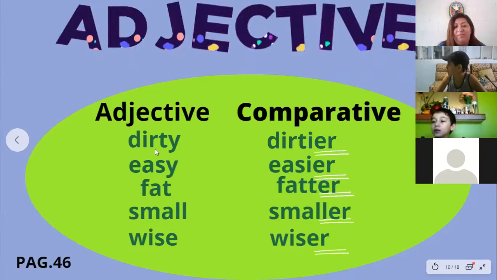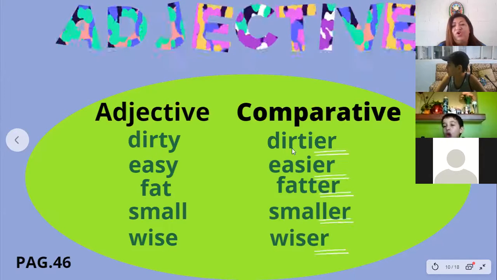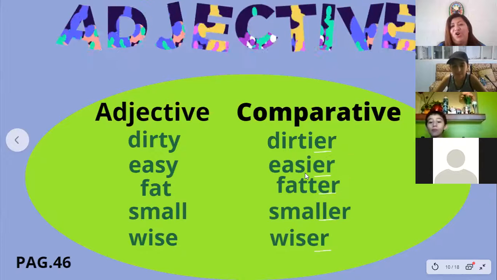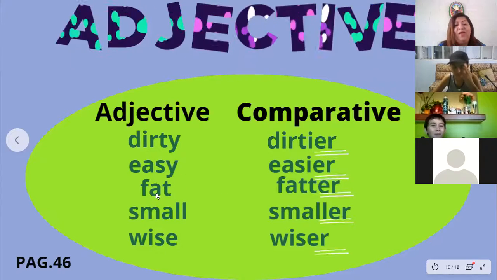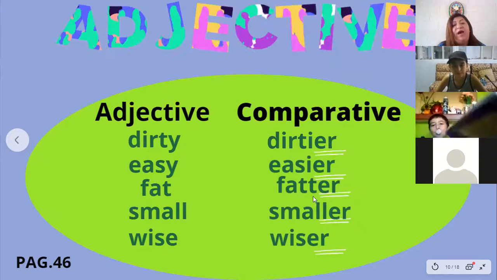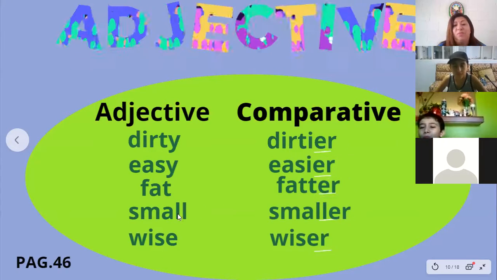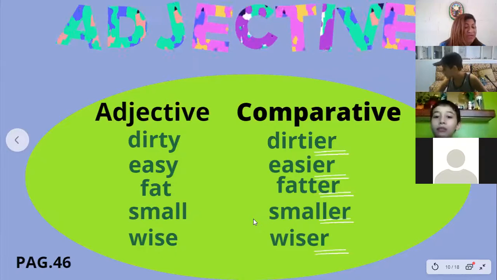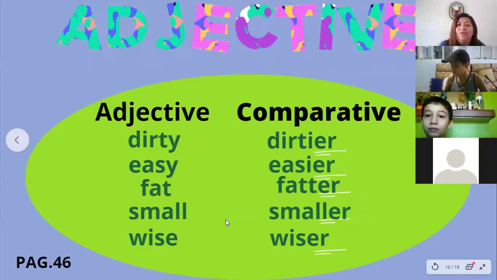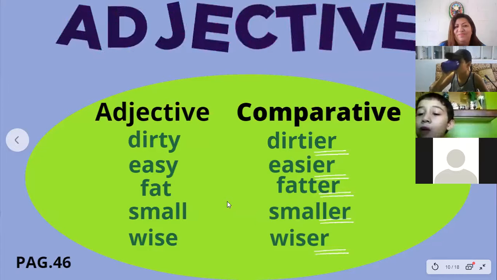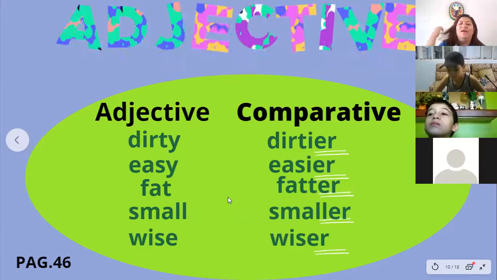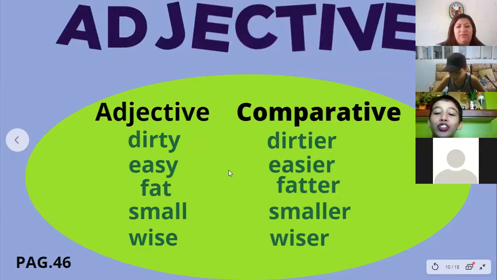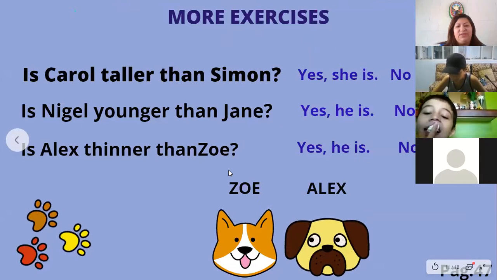Okay, last time. Dirty, dirtier. Easy, easier. Very good job. Fat, fatter. Small, smaller. Good. And the last one is wise, wiser. Okay, great job. Great job. Okay, I hope you already complete the last part of the adjective. Let's move on. Let's see what's next.